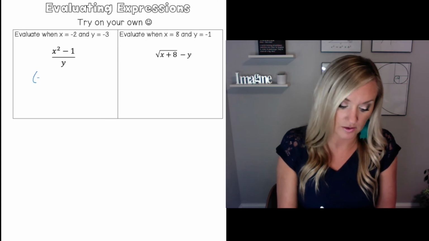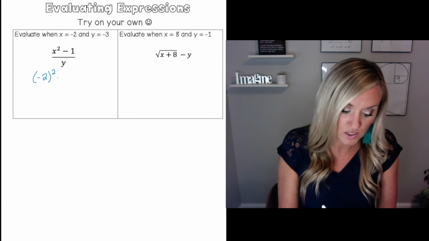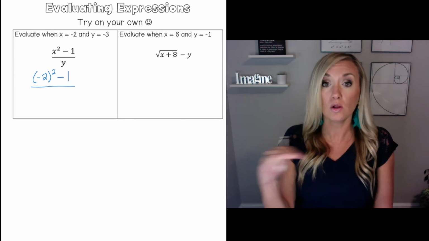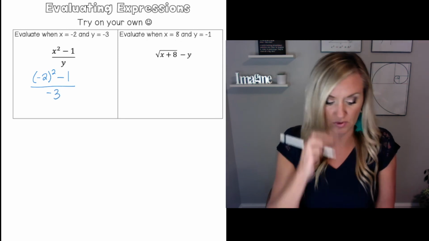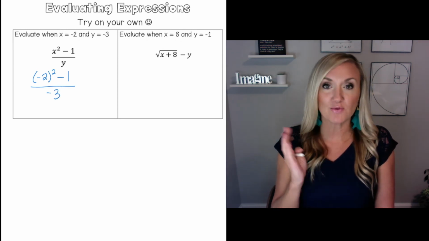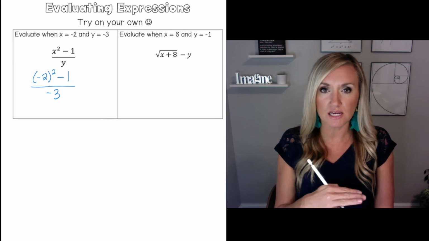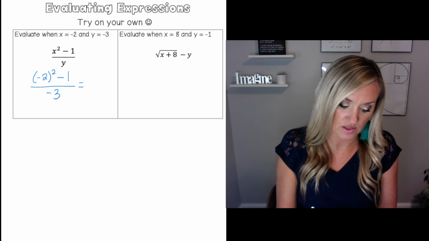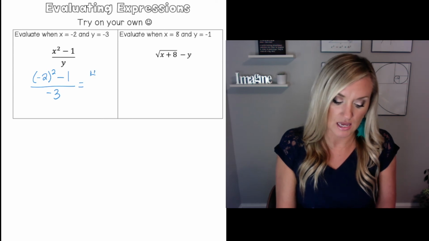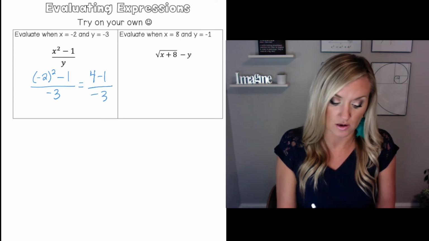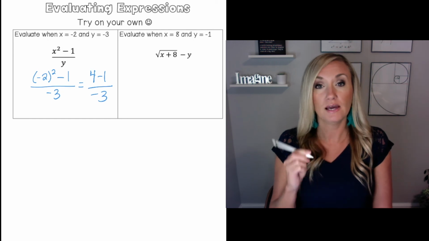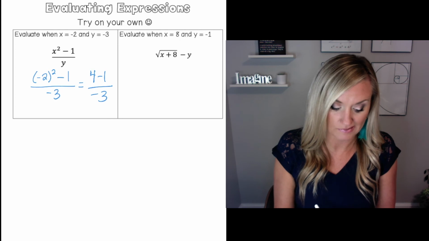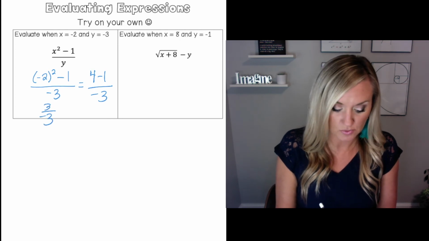So what I'm going to do for the first problem is plug in the -2 squared for x squared. I'm going to fill out the subtract 1, and it's all over y, and y is -3. So -2 squared is -2 times -2, which is +4. So this equals +4 minus 1 over -3. Now 4 minus 1 is 3. So now I'm kind of running out of room, sorry about this, it is 3 over -3.